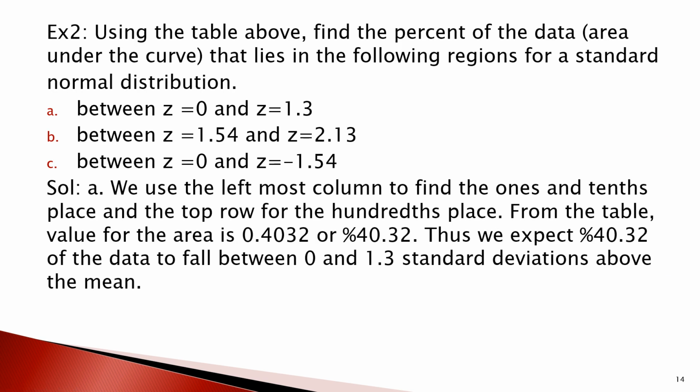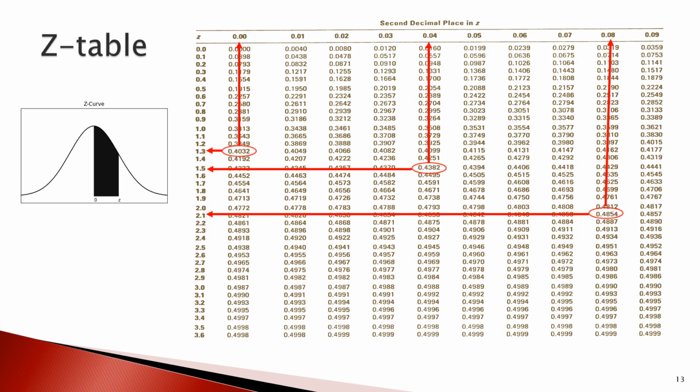So the ones and tenths are going to be in the column, and hundredths are going to be in the row. In the column we have ones and tenths. In the row we have hundredths. For example, this one is the z-score for 0.52. And this one is the z-score for 0.91.